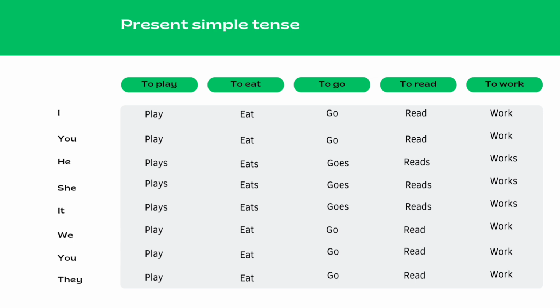Verb to eat. I eat. You eat. He eats. She eats. It eats. We eat. You eat. They eat.